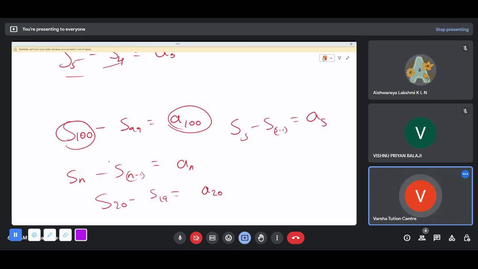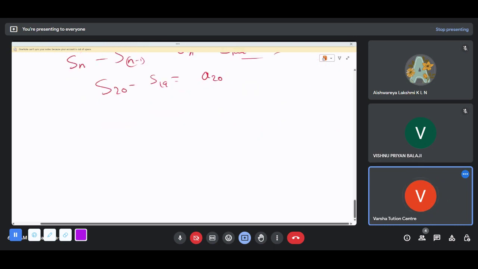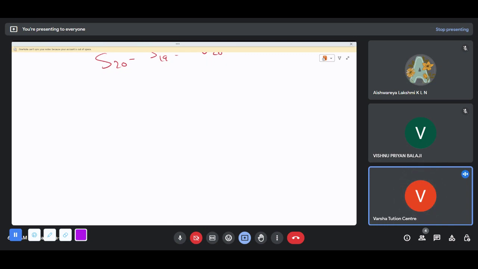Clear? Suppose I say S k minus S k minus 1. What will you get? A k. That's it. You understand? You should get habituated like that. Is that clear? Any confusion? Sir, why are we doing this subtraction? Because the question will say some of these terms minus some of these terms, then we will use that. Clear now? Let's see next.